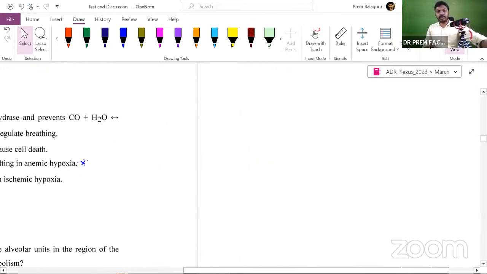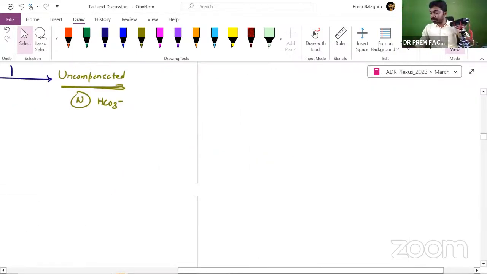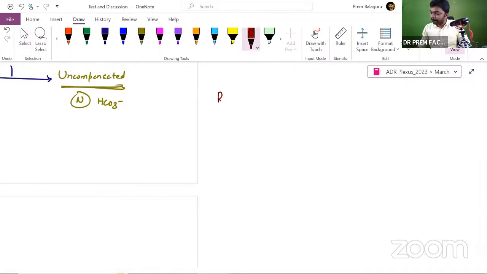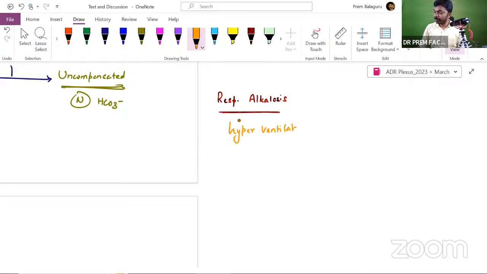Now, when it comes to respiratory alkalosis, let's understand how respiratory alkalosis is formed in the first scenario. There is going to be hyperventilation of lungs. When lungs hyperventilate, there is going to be carbon dioxide washout.